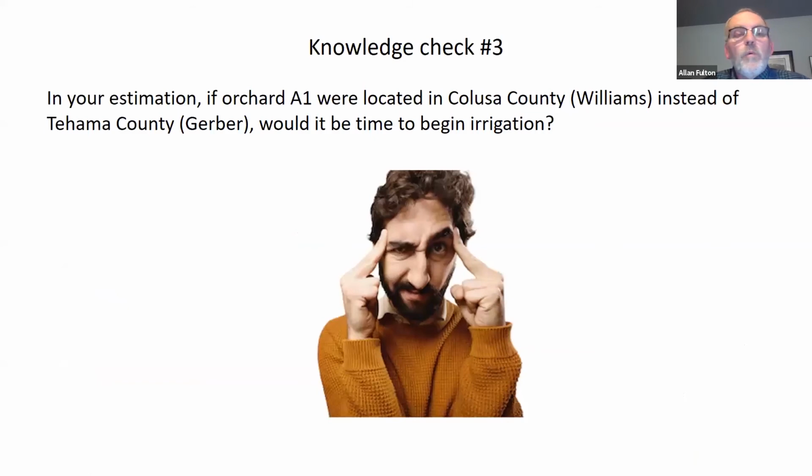So this is knowledge check number 3. We're closing in towards the end here. The question is, in your estimation, if Orchard A1 was located in Colusa County, Williams, instead of Tehama County, Gerber, would it be time to begin irrigation?